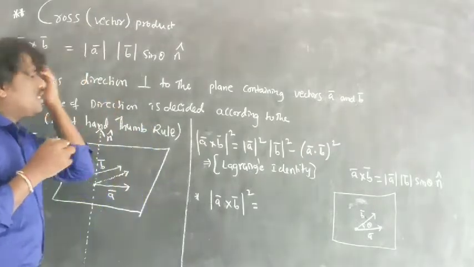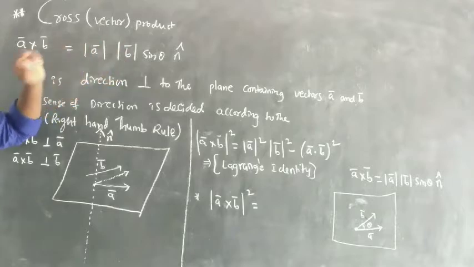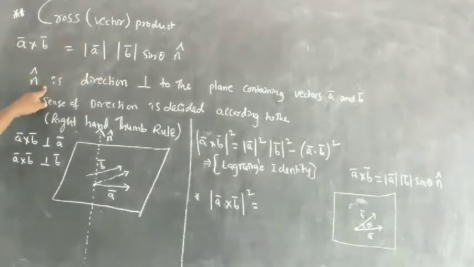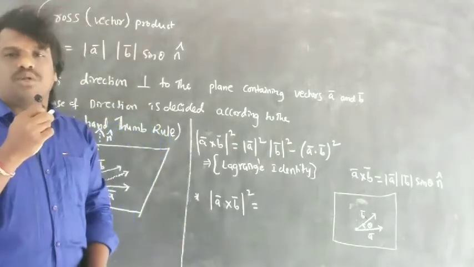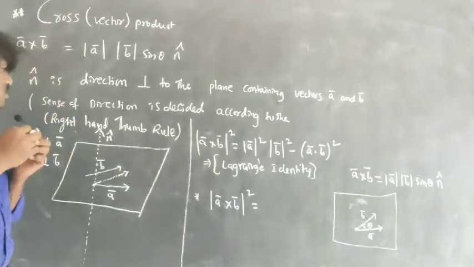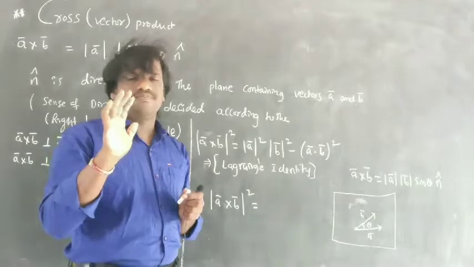Okay, so let us see what exactly this is. A cross B is equal to mod A mod B sin theta n cap, where n cap shows the direction perpendicular to the plane containing vector A and vector B. And how does it work? It works using the right hand thumb rule. What is the right hand thumb rule? I'll tell you.